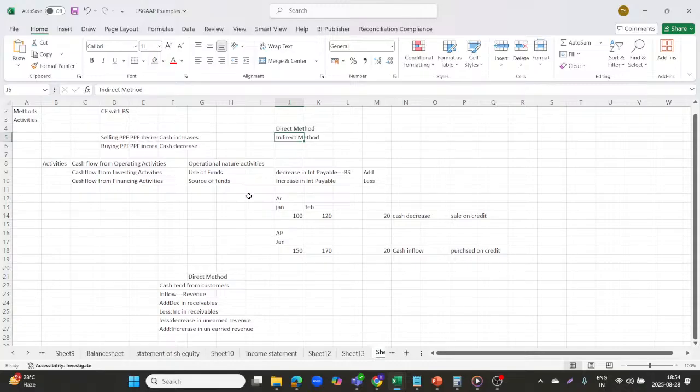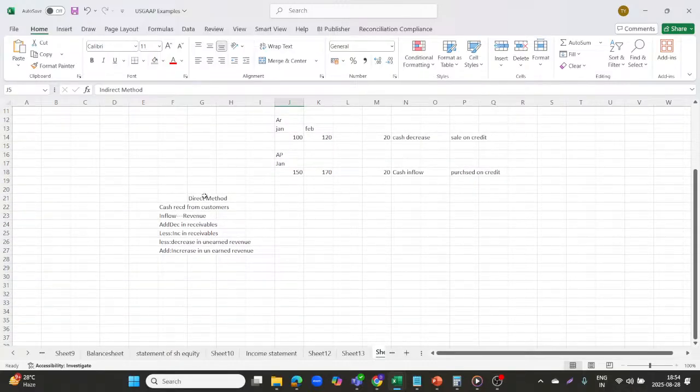Okay, so we were discussing what the direct method of cash flow is and how we prepare it. If you have revenue from the parties, you adjust the receivable: if there's an increase in receivable, we reduce it. If there's a decrease in receivable, we add it. If there's a decrease in unearned income, we reduce it. If there's an increase in unearned income, we add it. So this is how you prepare your direct method of cash flow.